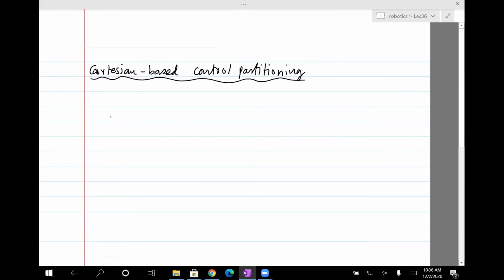Okay, so what's Cartesian based control partitioning? Well, so far we've seen that we need to track q ref, q dot ref, and q double dot ref, where q are joint positions.